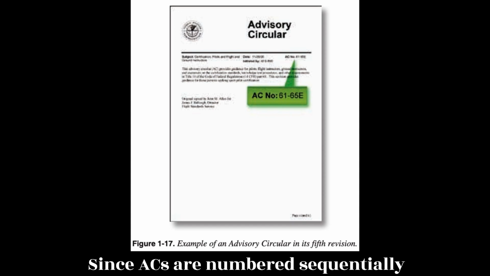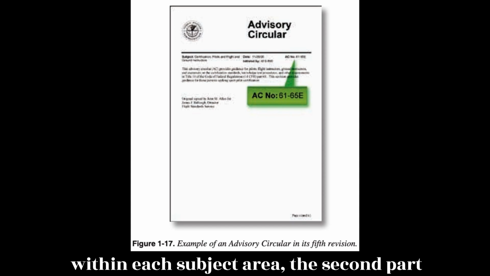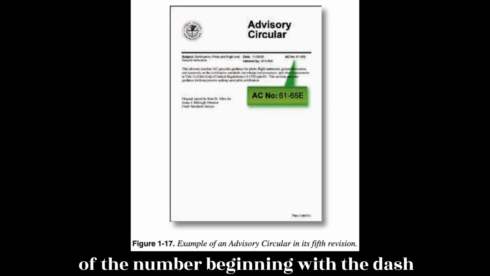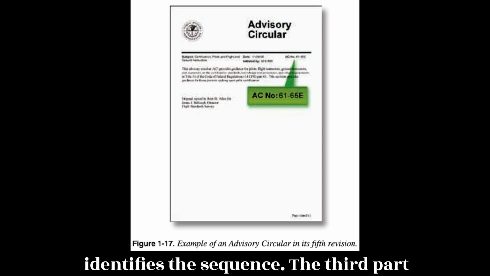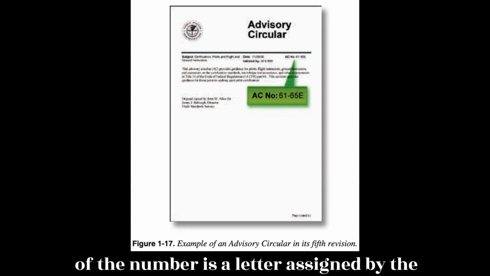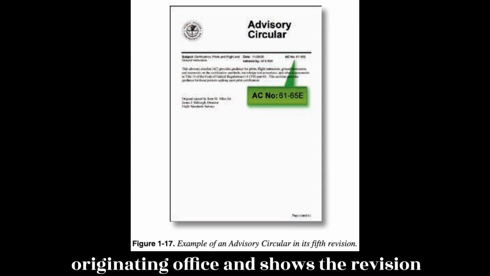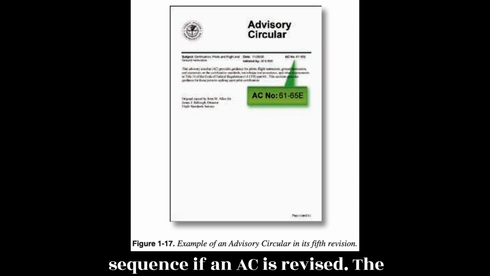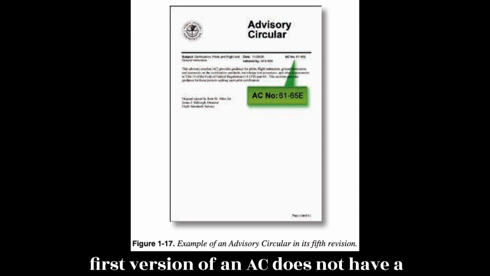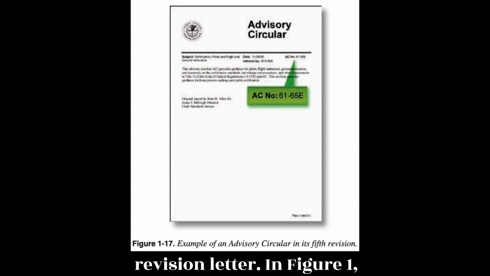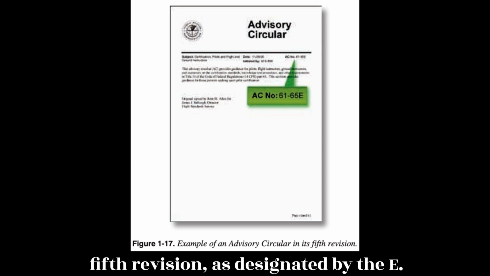Since ACs are numbered sequentially within each subject area, the second part of the number beginning with the dash identifies this sequence. The third part of the number is a letter assigned by the originating office and shows the revision sequence if an AC is revised. The first version of an AC does not have a revision letter. In Figure 1:17, this is the 5th revision, as designated by the E.